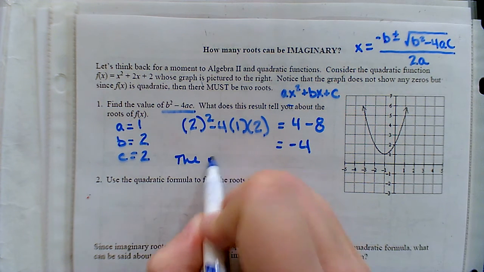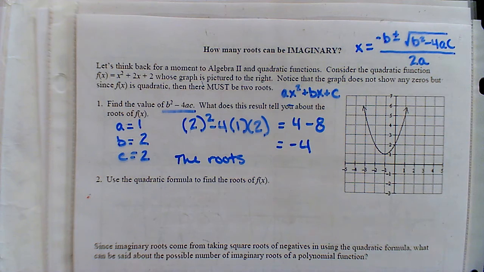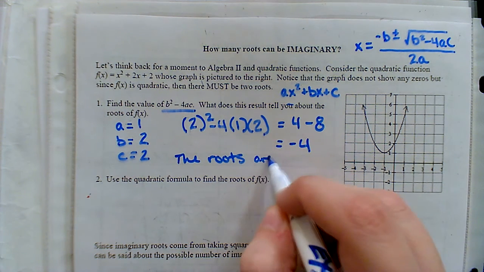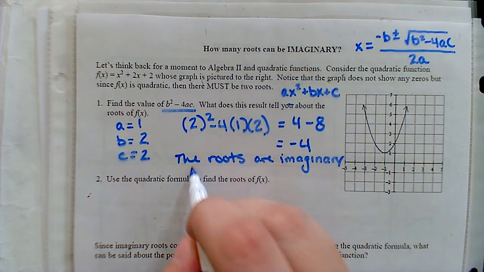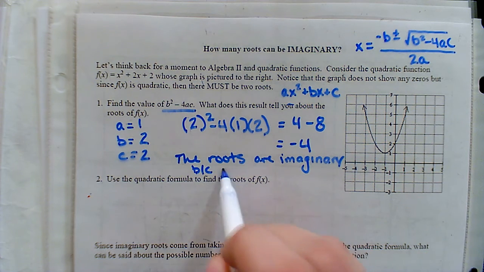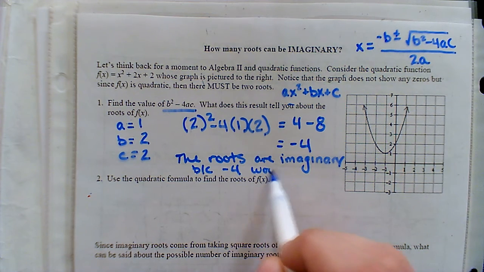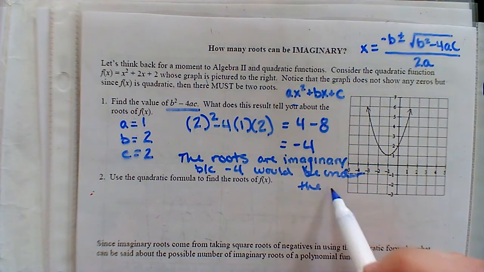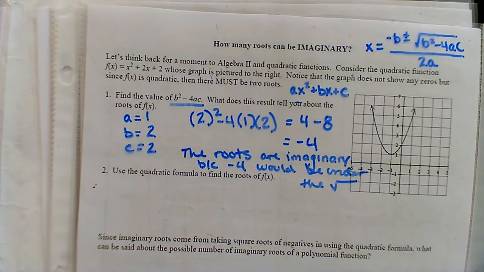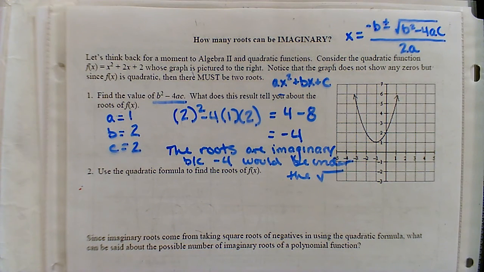We'll say the roots or zeros or x-intercepts, whatever word you want to use, are imaginary because negative 4 would be under the square root. All right, so we know we should have imaginary ones based off the graph.